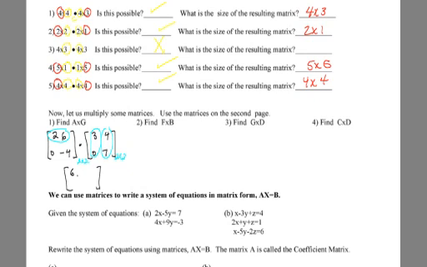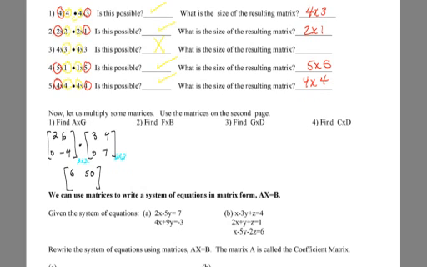Check my arithmetic. Is that right? I'll have to go back and check that. Okay, 4 times 2 is 8, 6 times 7 is 42, and 42 plus 8 is 50. Okay.